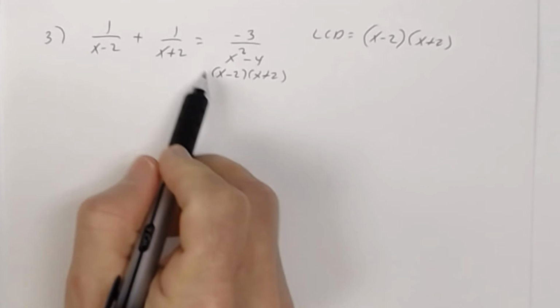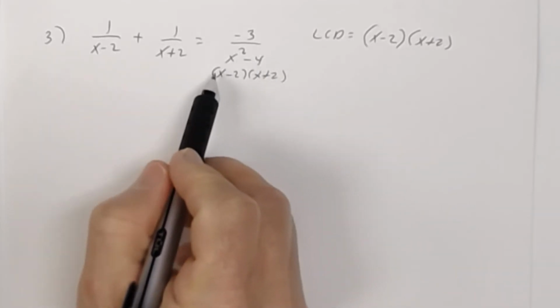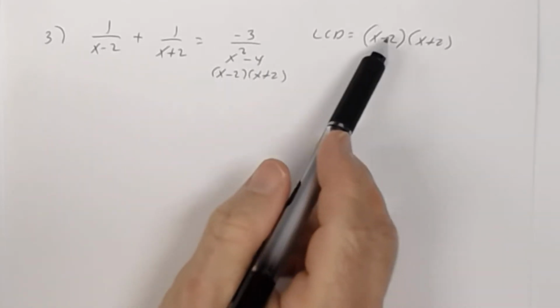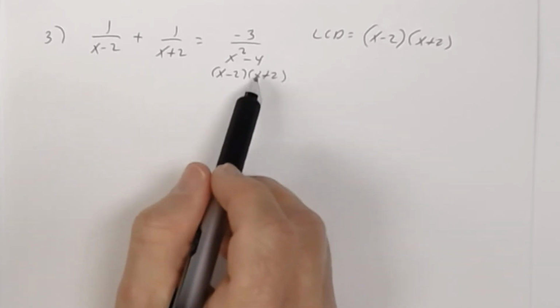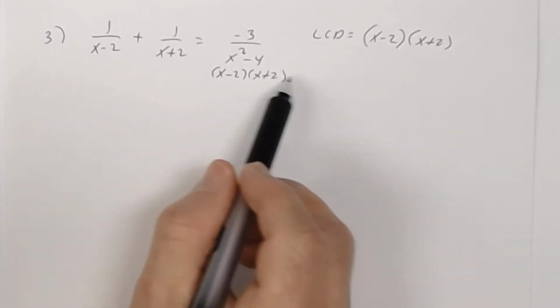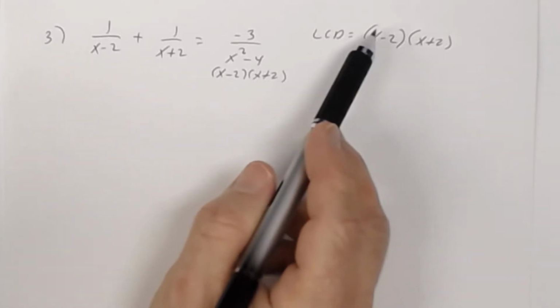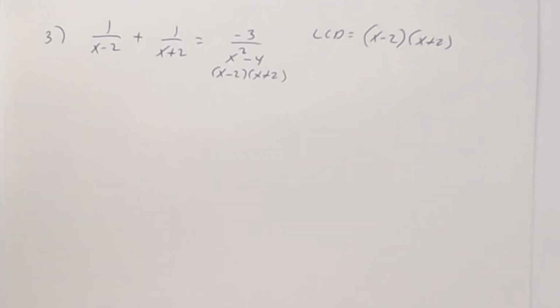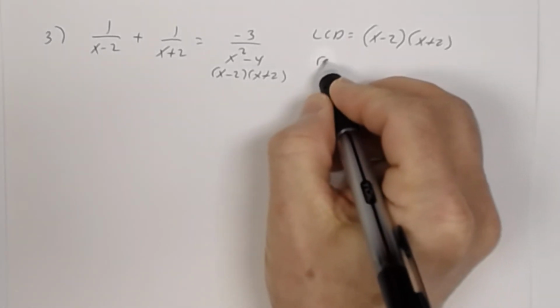Okay, now let's go to the next set. So x minus 2 is a factor, I have to use it. I already have it. x plus 2 is a factor, I have to use it. I already have it. So there's your least common denominator. Now, once you find the least common denominator, you find your restrictions.